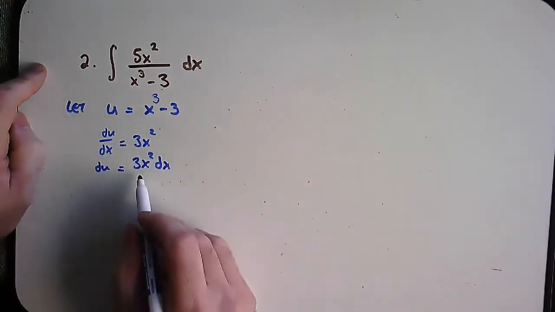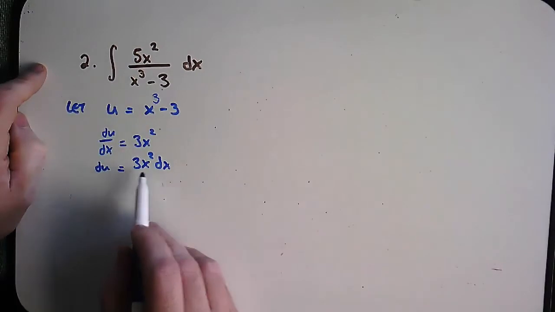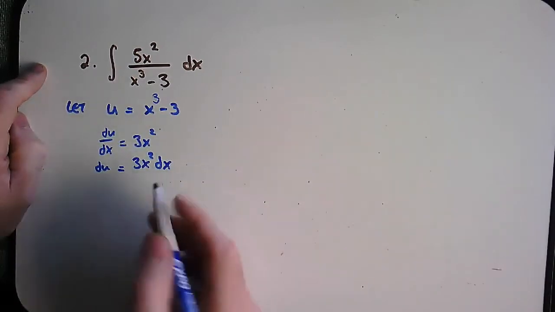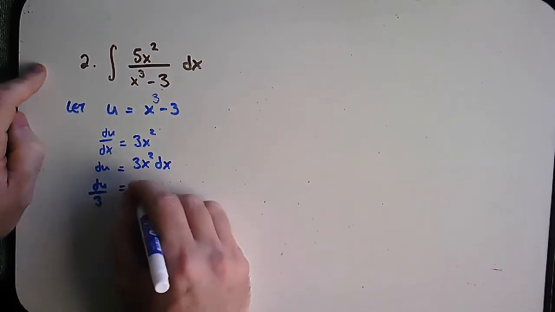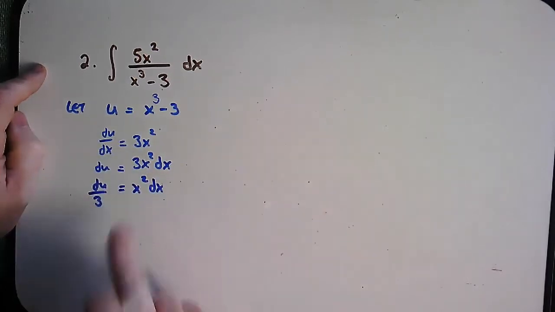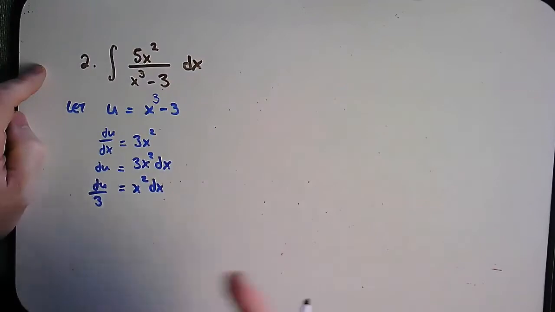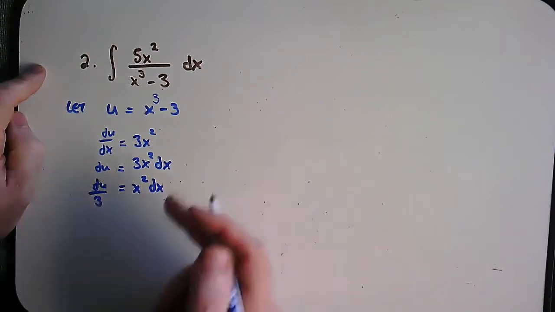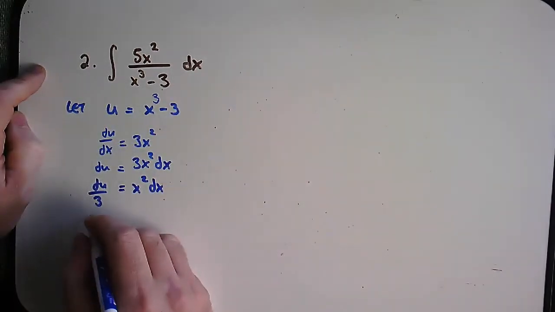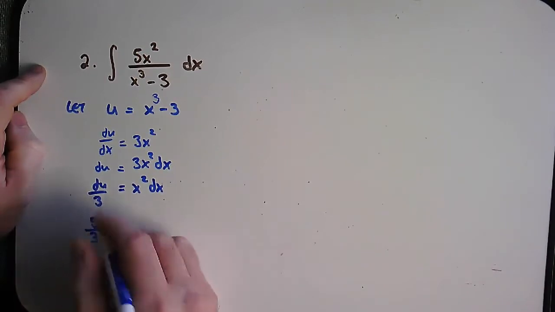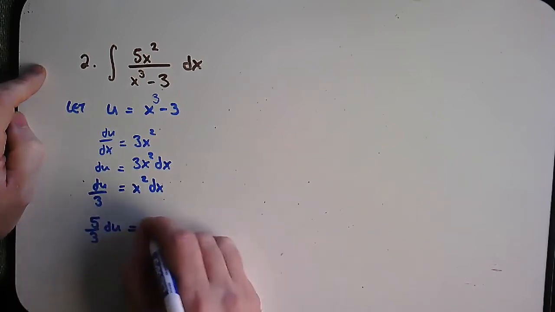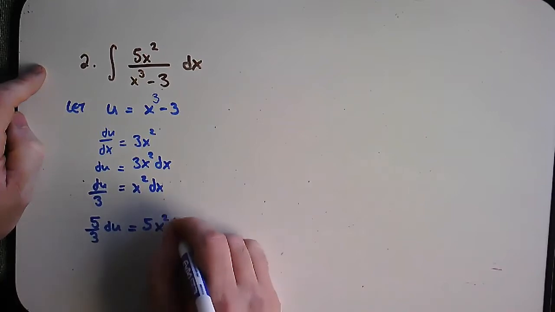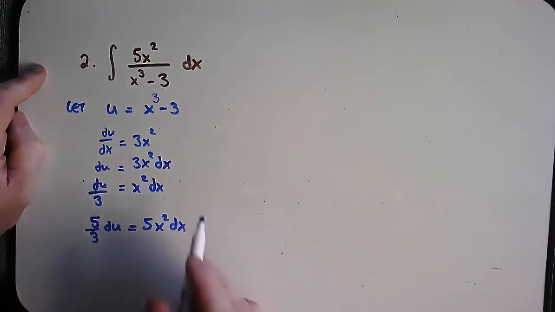So what can I do here? Well, 5x squared dx is what we want. 3x squared dx is what we have. If I take this equation and I divide both sides by 3, I have du over 3 equals 1x squared dx. Okay, that's better, right? We wanted 5, we had 3, now we have 1, but what we can do now is multiply both sides by 5, and then I'll have 5x squared dx. I'll have exactly what I want for my equation up here. So multiplying both sides by 5, I have 5 multiplied by 1/3, so 5/3 du equals 5x squared dx. Okay, so again, a recap.